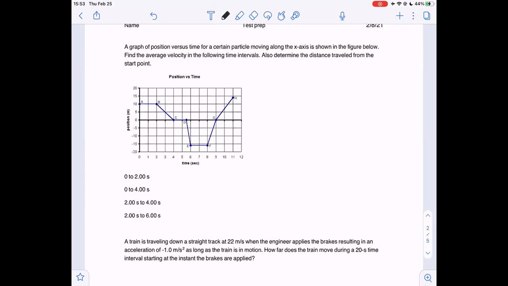So what's going to be our equation to find velocity? Because we're looking for the average velocity. So our velocity equation is change in distance divided by time. From 0 to 2 seconds, we stay at 10. So 10 minus 10 divided by 2 is equal to 0. So for the first 2 seconds, we went 0 meters per second.